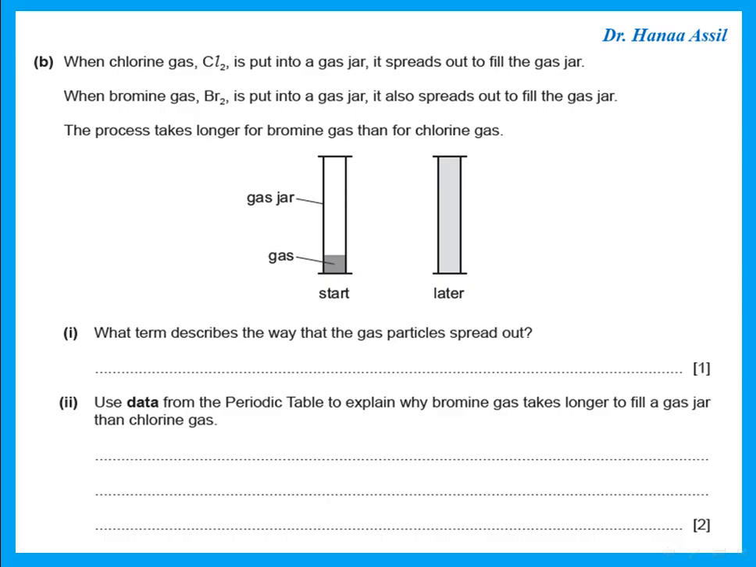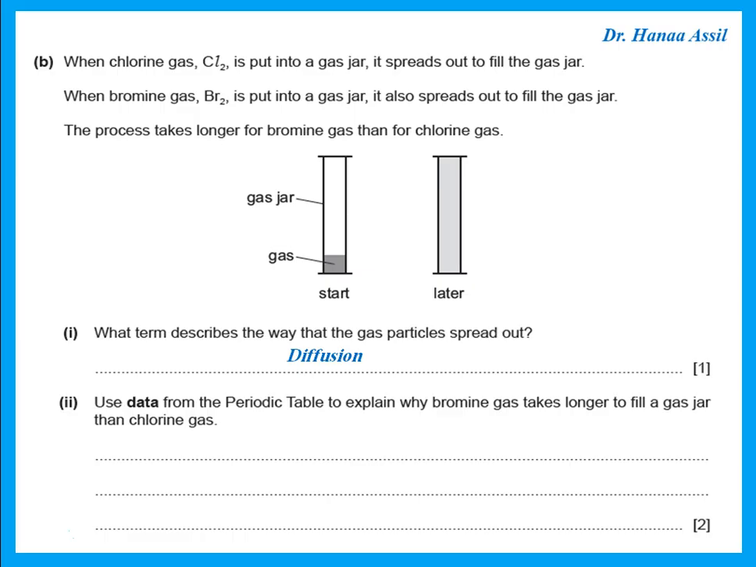Then it says when chlorine gas is put into a gas jar, it spreads out to fill the gas jar. When bromine is put into a gas jar, it also spreads out to fill the gas jar. The process takes longer for bromine than for chlorine. What term describes the way that the particles spread out? We said when particles spread out from an area of high concentration to an area of low concentration, this process is diffusion.